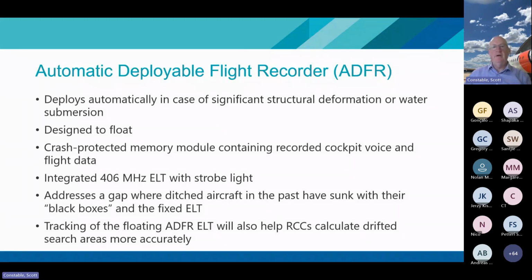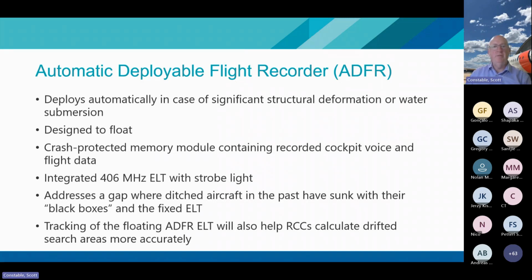So onto the ADFR I mentioned. It is designed to deploy automatically in case of significant structural deformation or water submersion. They're designed to float. The ADFR has been around for a long time, sometimes known as crash position indicators, been used in the military for many years, and also I understand in a number of offshore helicopter operations commercially. So this is just an extension of that technology.